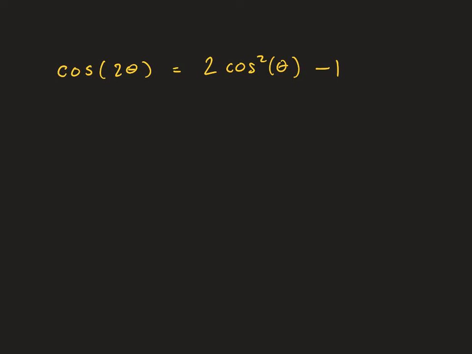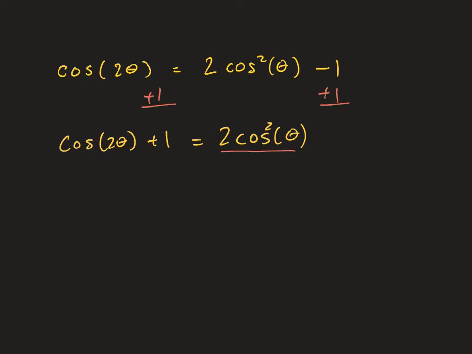And what we're going to do is simply solve this for cosine theta, and then we'll transform that into a half angle formula. Here's how that works. To solve for cosine theta, first we'll add 1 to both sides, and we'll end up with cosine 2 theta plus 1 equals 2 cosine squared theta. Then we'll divide by 2 on both sides. In other words, we're just doing some basic algebra here.